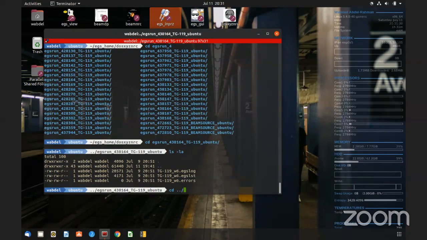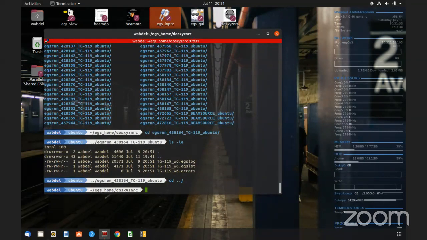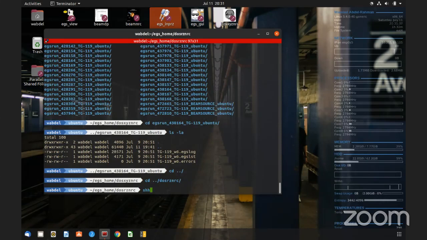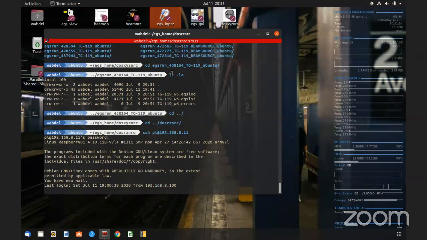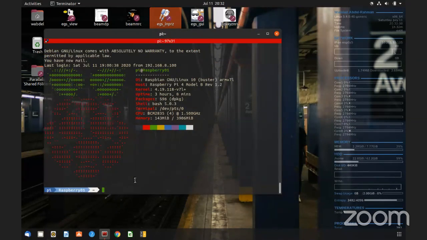So let's go back. CD, okay. SSH pi. Right. So now I'm logging into the Raspberry Pi. So now I'm on Raspberry Pi 01. I have 3 of them. And I ran the simulation for benchmarking just to show you.